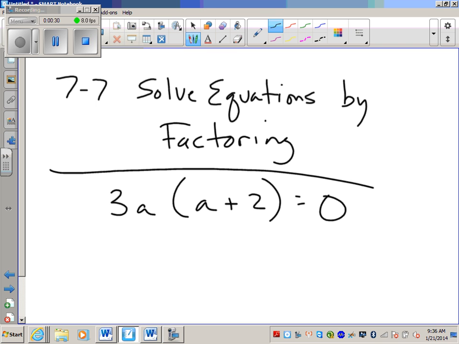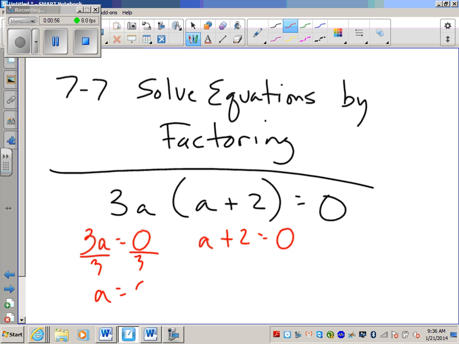So we made basically two separate equations saying that I needed this one to equal 0, and I also needed this to equal 0. Remember? Because either one of these equaling 0 times the other was going to give me 0. So I said, okay, divide both by 3, a equals 0 for this one. And here, subtract 2 from both sides, a equals -2, and I had two solutions.